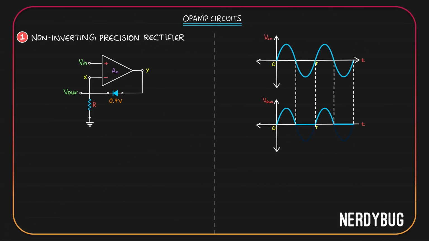Let us also plot the current through our diode. A current will flow like this through the diode and it will flow through R, because obviously current cannot flow into the terminal. Let's call the current I.